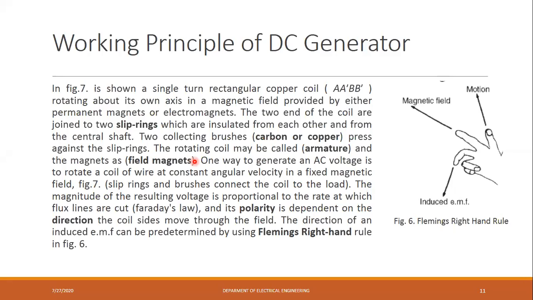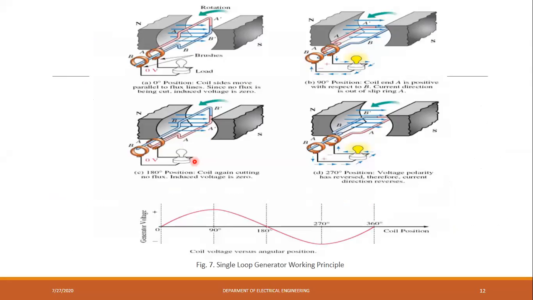So I hope you will understand. So we'll go for the next diagram. See here, at zero position we will consider this is a south pole, north pole, and in that the rectangular coil is placed, where there are two brushes which are connected to the two ends of this rectangular coil. Here A, B, B dash, A dash is a rectangular coil.